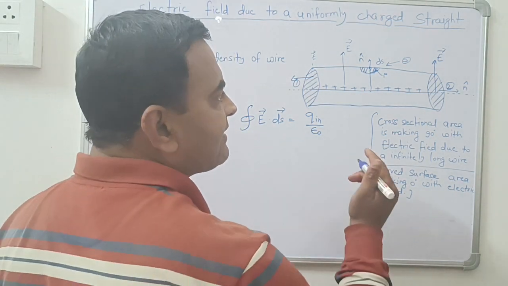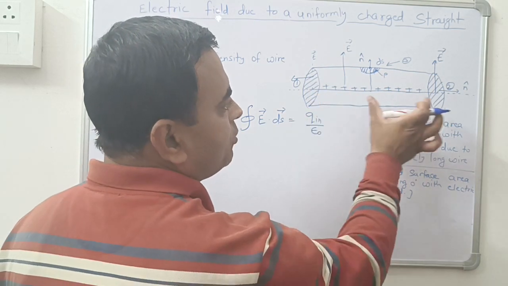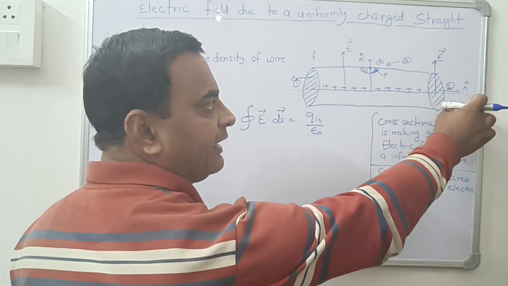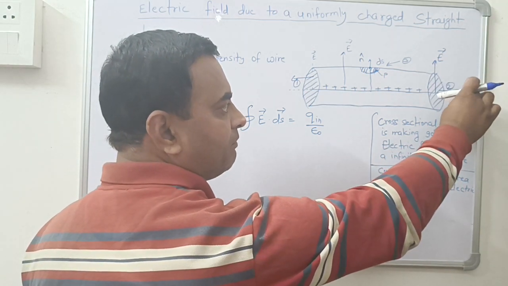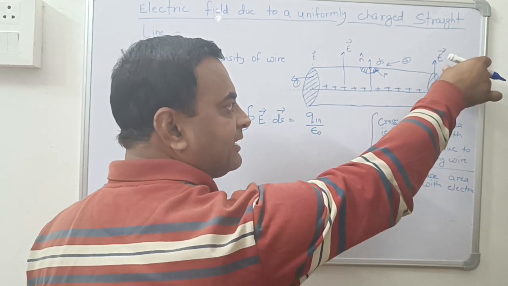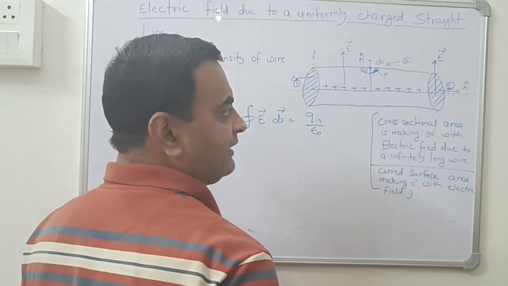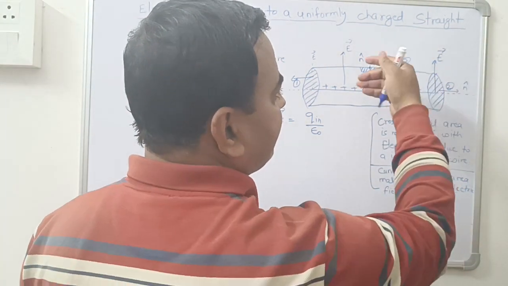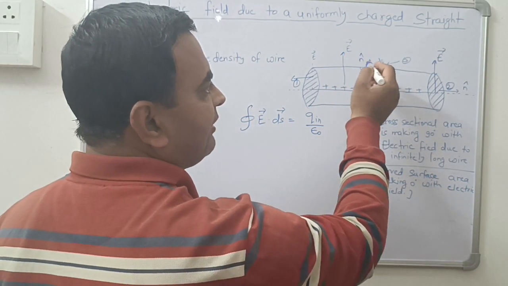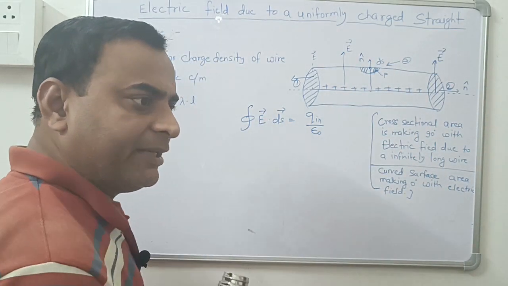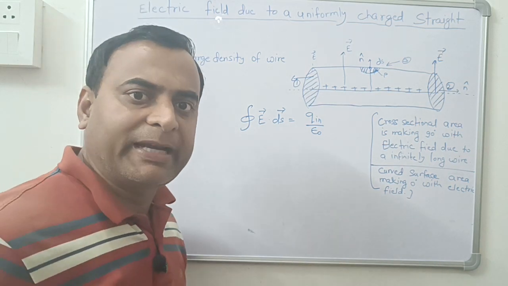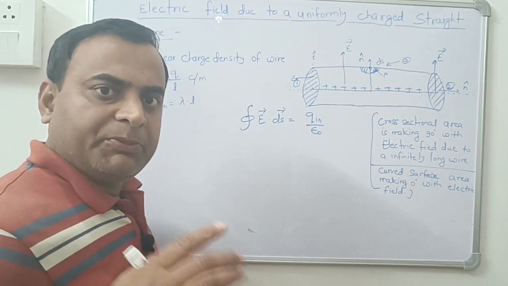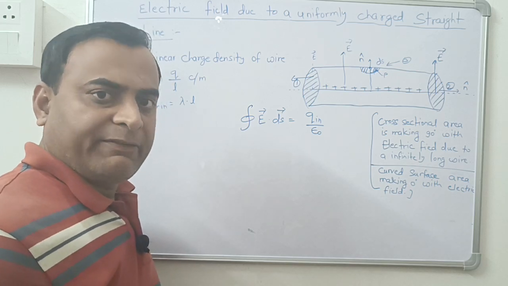But as you can see, these two cross-sectional areas make a 90-degree angle with the area vector, so the angle between the electric field and the area vector is 90 degrees. And on this curved surface, the electric field and the area vector are in the same direction, parallel, so they make a 0-degree angle.